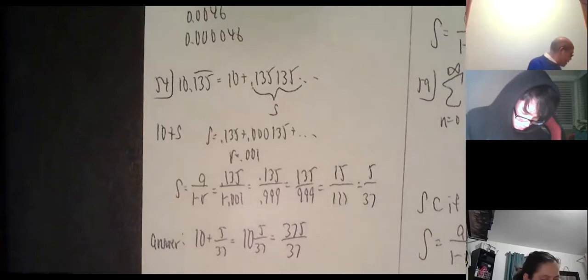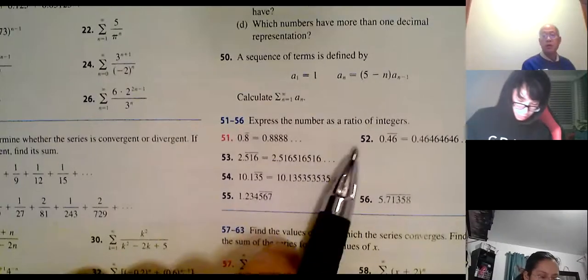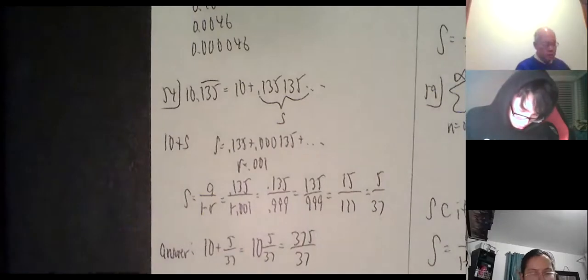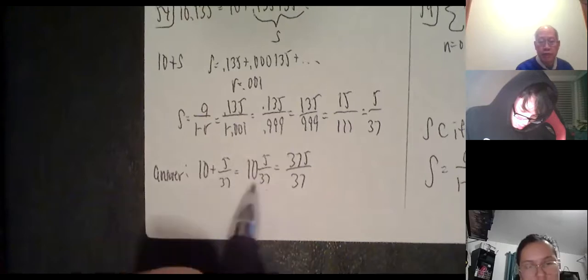Okay, now, in the final answer, they say give it as the ratio of 2 integers. In other words, it's just integer divided by an integer. So 10 and 5/37ths, and you know how to do that from arithmetic, 375 over 37. So that's my final answer.